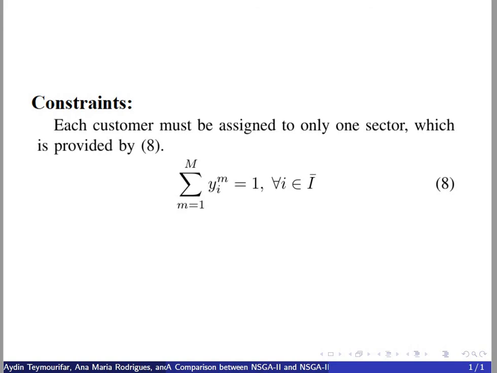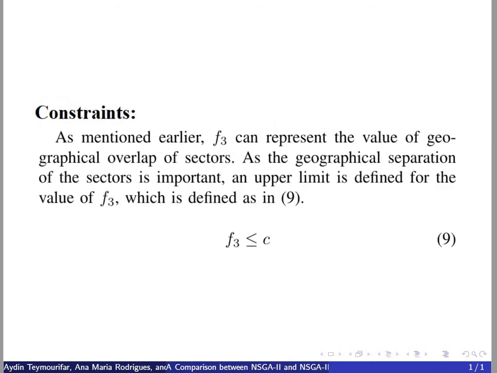The problem has some constraints. For example, each customer must be assigned to only one sector, which is provided by equation 8 based on this decision variable. As mentioned earlier, F3 can represent the value of geographical overlap of sectors. Considering the importance of geographical separation of the sectors, an upper limit is defined for the value of F3, which is defined as in this inequality.